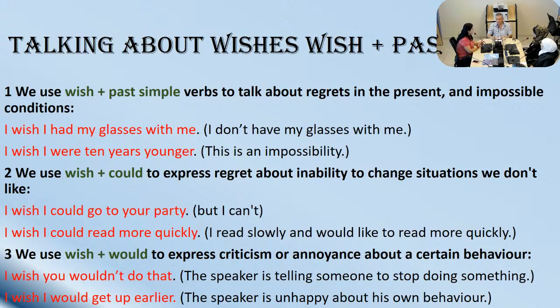So generally speaking, we have 2 points to use wish. First of all, we have to use it in the past, take one step back in the past, and the second one is to use the opposite. So if it's negative, we use positive, because wish is opposite to reality. Exactly. We use the simple past to talk about regrets in the present and impossible conditions, like, I wish I had my glasses with me. I don't have them. I wish I were 10 years younger. The original sentence is, I don't have my glasses with me.